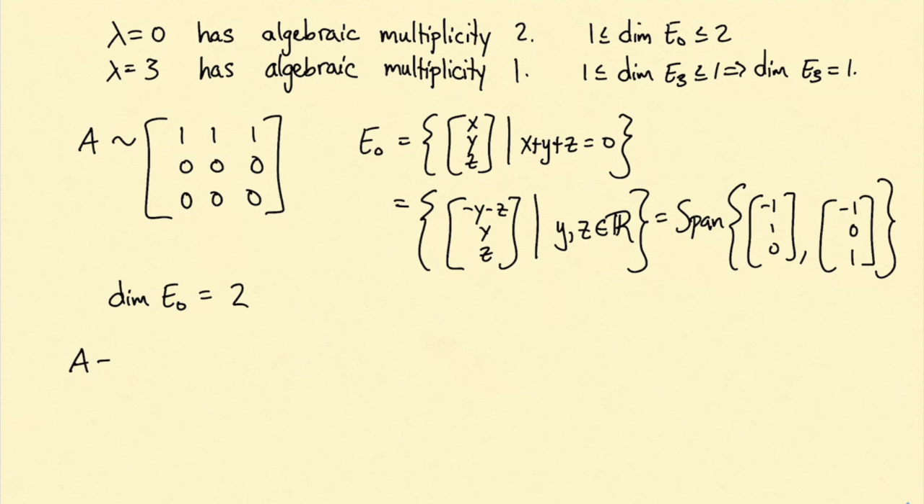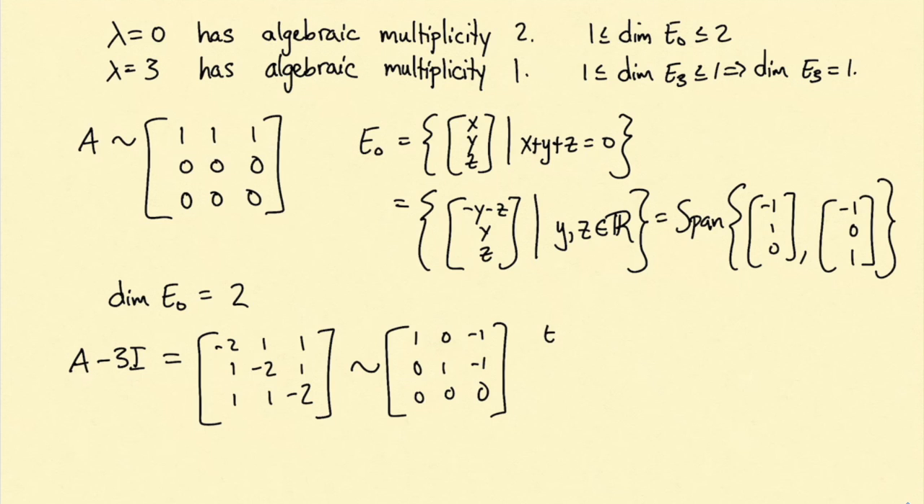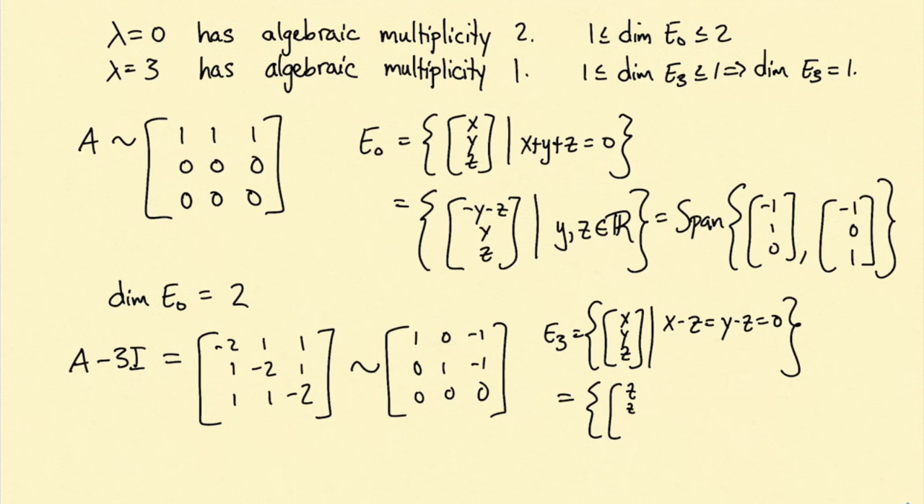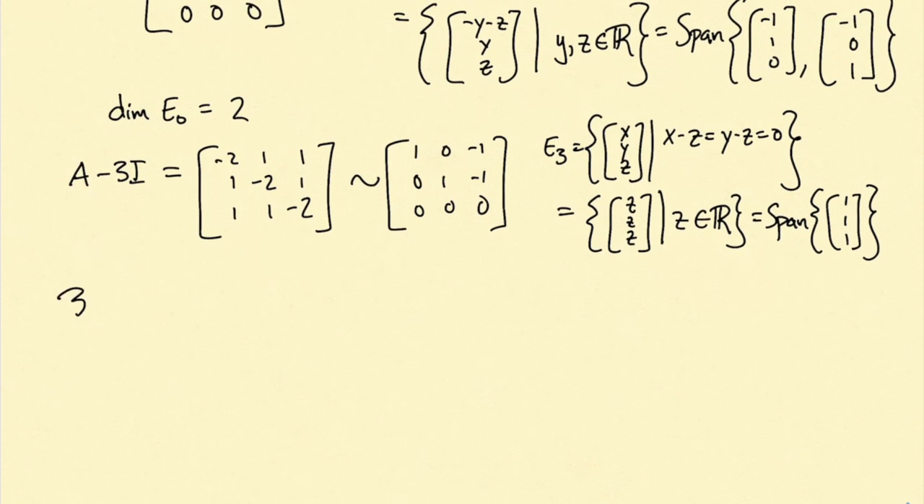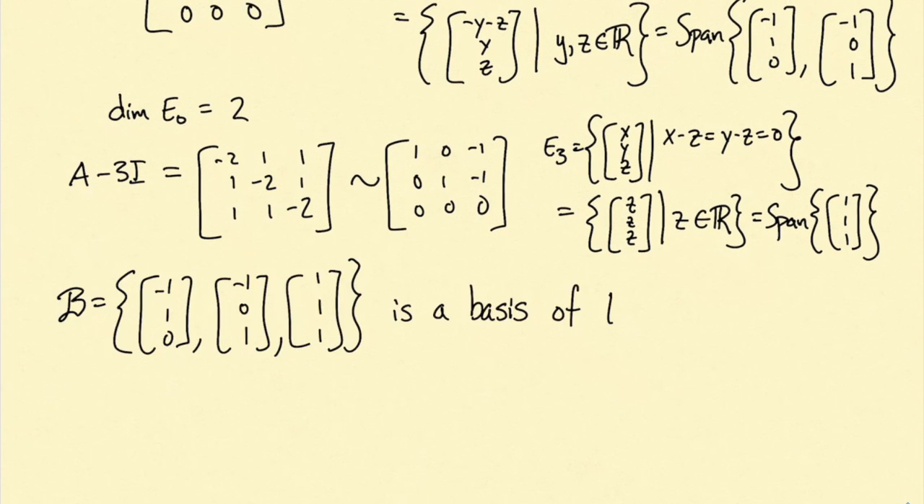So we'll take the matrix A minus 3I and row reduce it. This shows us that the eigenspace E3 is the line cut out by the two equations x minus z is 0 and y minus z is 0. Solving these two equations for x in terms of z and y in terms of z tells us that this is the span of the vector 1, 1, 1. So we can see here that we get 3 vectors. So we get a basis for R3 consisting entirely of eigenvectors of A.